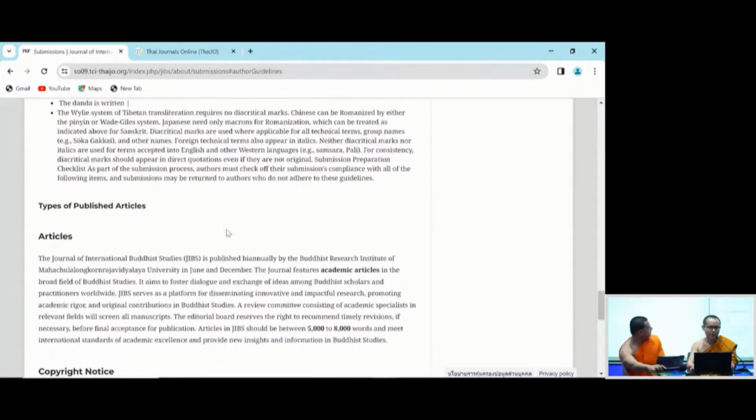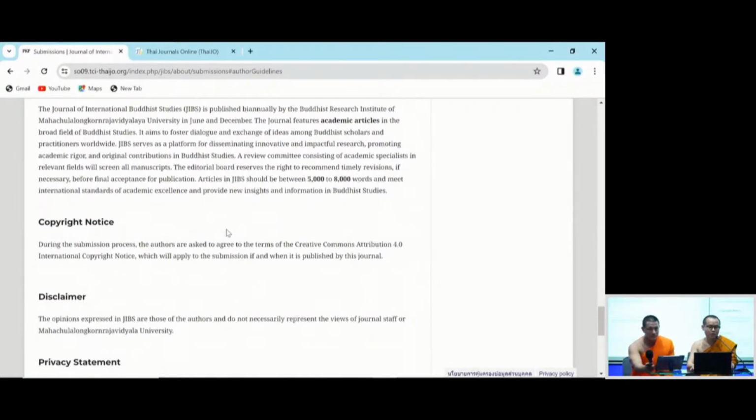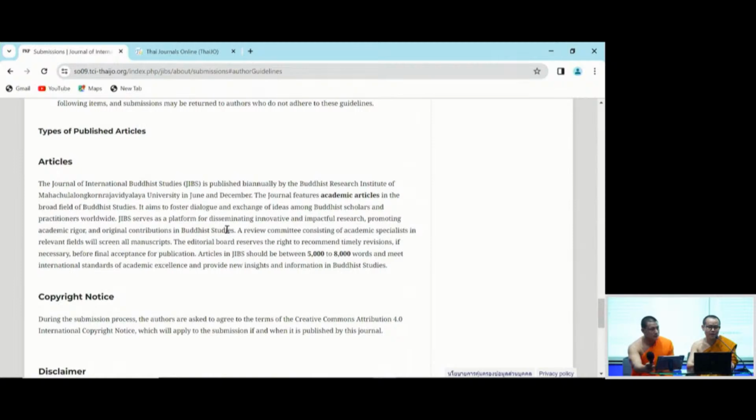We have the journal template for you to prepare your article. We prepared the information for the author who wants to submit an article. The article may be an academic article, and the word length is between 5,000 and 8,000 words.